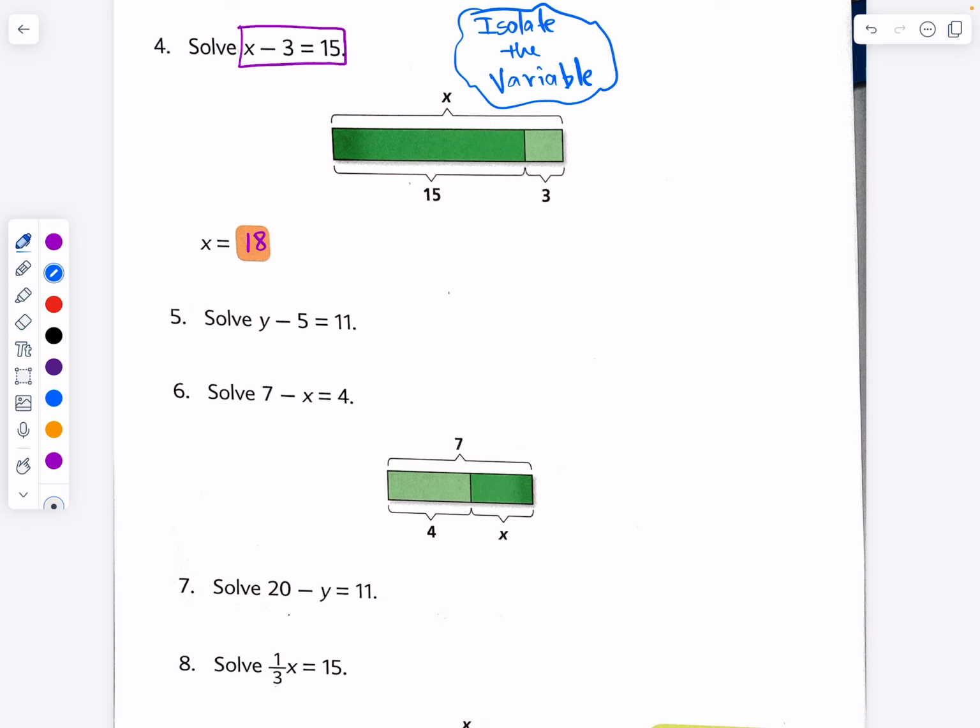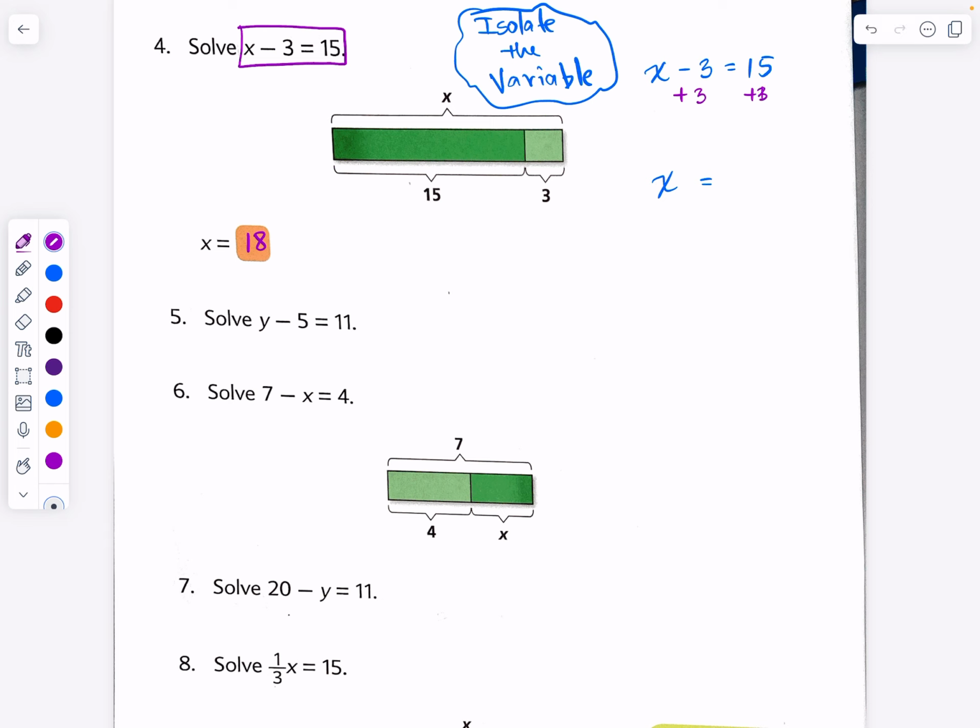So, in order to isolate the variable, what do we want? We want x. So I'm going to write it down. Copy it right here. X minus 3 equals 15. We need to make x stand all by itself on the left-hand side. Well, what is in the way of our x? Minus 3. How do we get rid of it? We use opposite operation. Opposite of subtraction is addition. According to the rules of equations, what we do to the left, we must do to the right. So we must add 3 to the right-hand side.